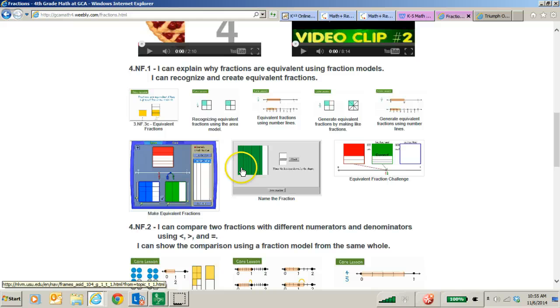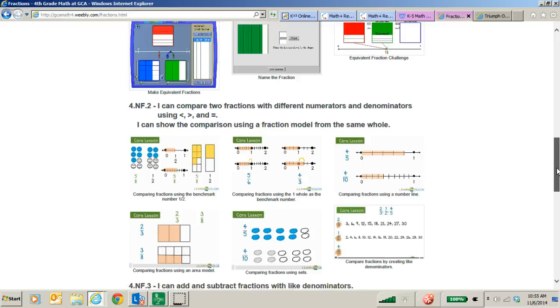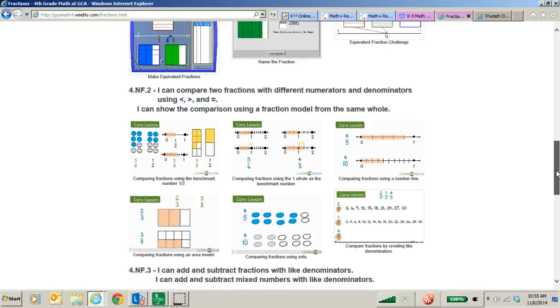This is good practice if a child is really struggling with, well, if the denominator gets bigger, why do the pieces get smaller, and just helping them understand that. Here are some lessons on comparing fractions, and then later, as we progress through the year, we will get into more about computing with fractions, but right now we really want students to understand them.